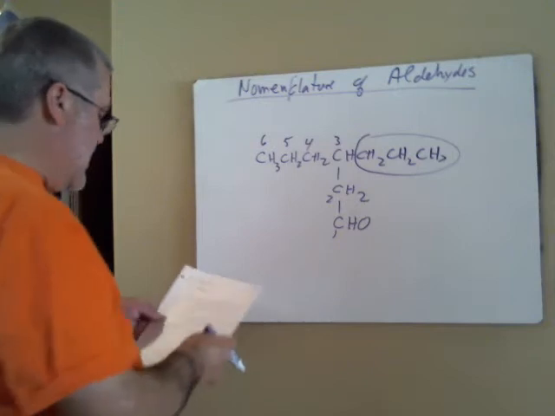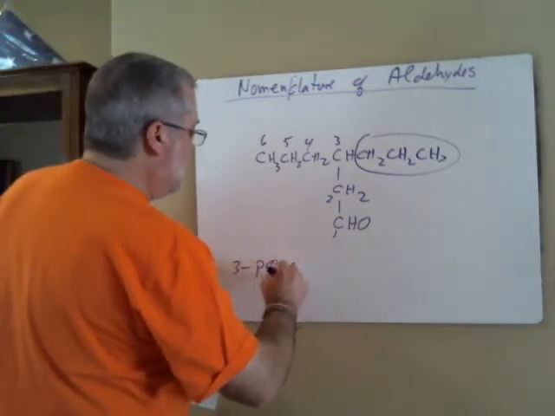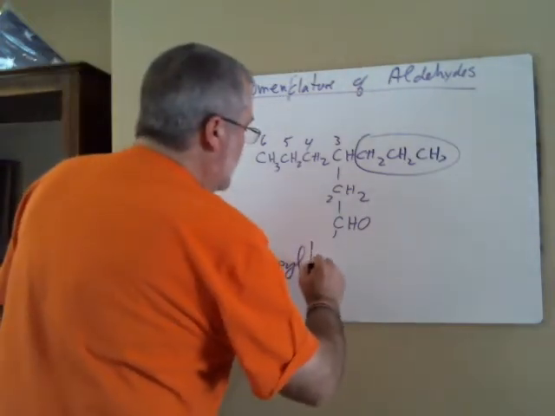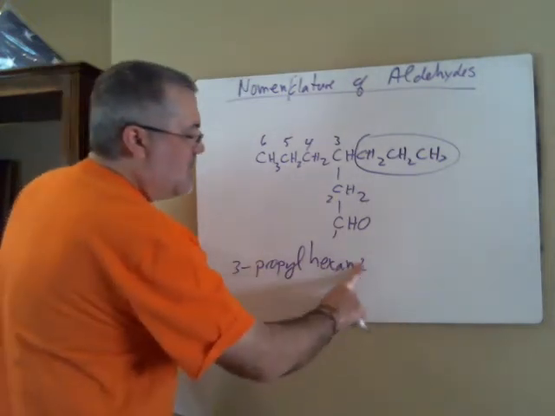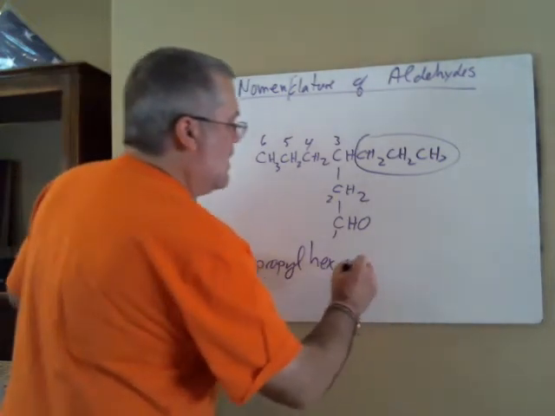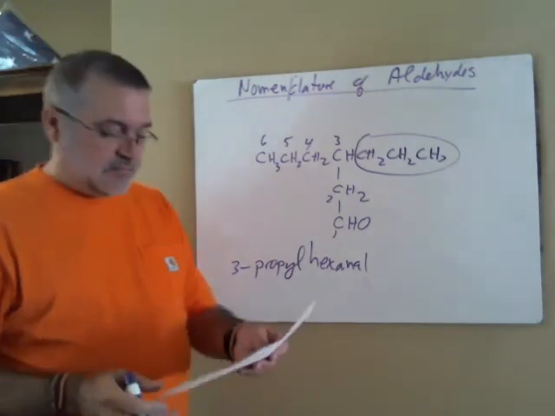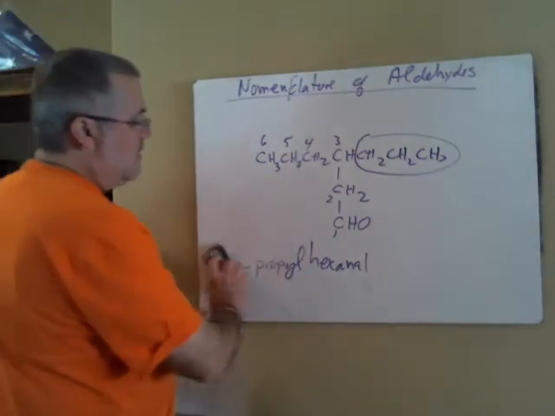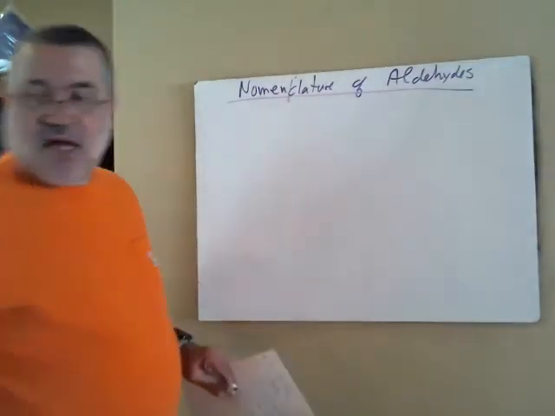Okay, so how would I name this? It's 3-propyl. Okay, then the alkane would be hexane. I'm going to drop the E and add Al. 3-propyl hexanal. All right, so very straightforward. Aldehydes are easy to name because they're a terminal functionality.